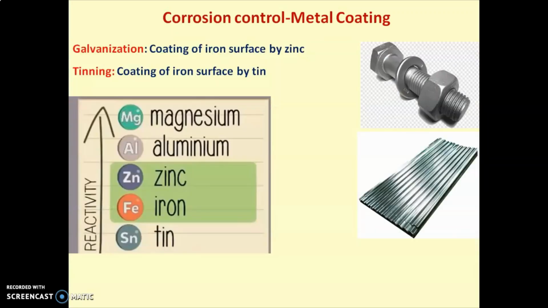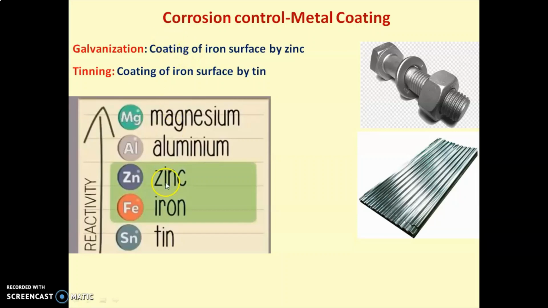Now corrosion control by metallic coating. Basically in our day-to-day life we come across these two examples: galvanization, coating of iron surface by zinc metal. This is one example. The surface is coated by zinc. Tinning, coating of iron surface by tin metal. This surface is tin metal, but the inner metal is iron metal. Now these are the two examples of metallic coating. One metal to be protected is coated by another metal.